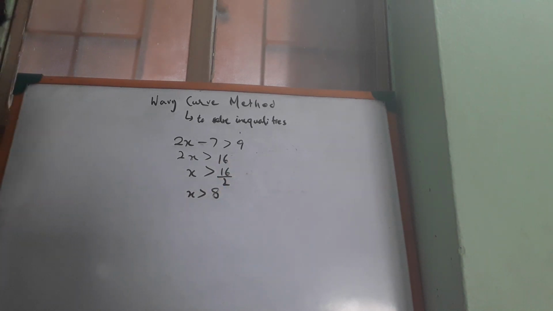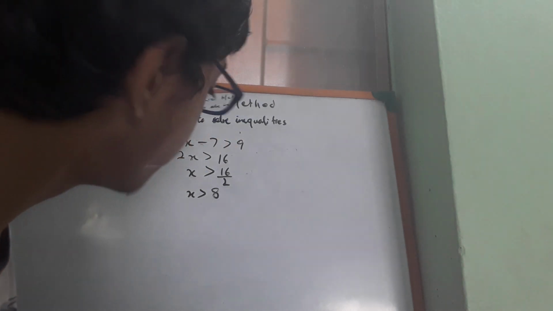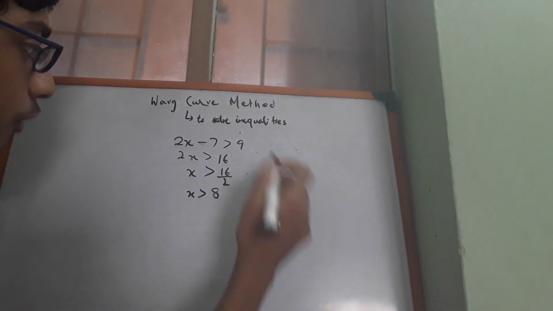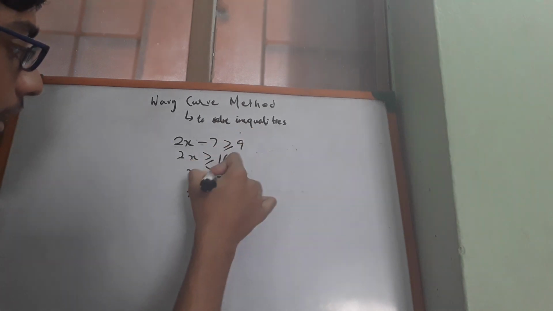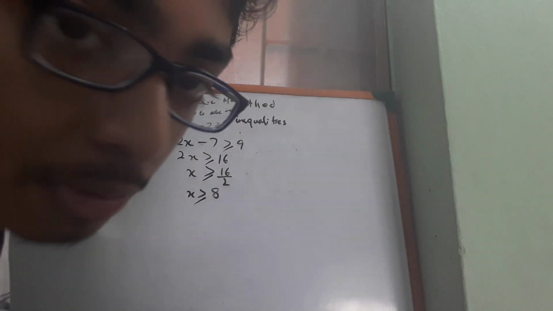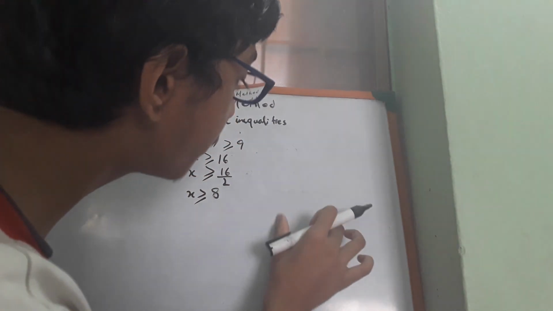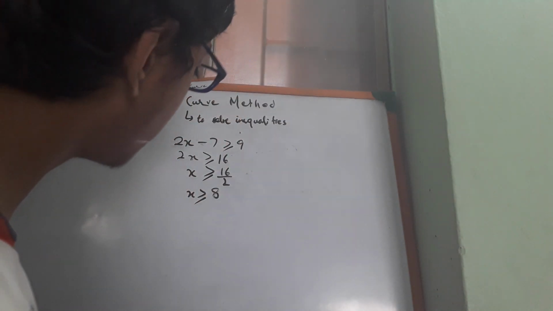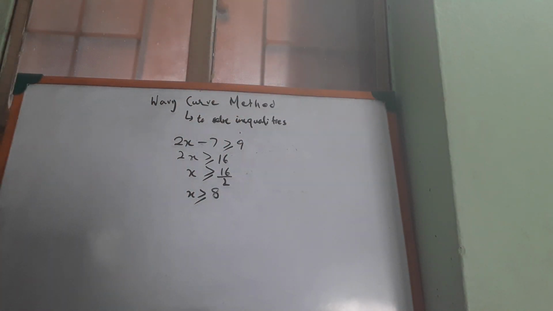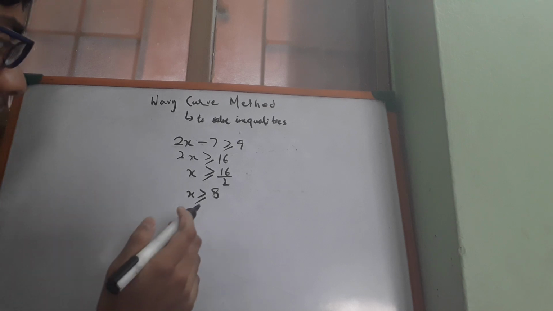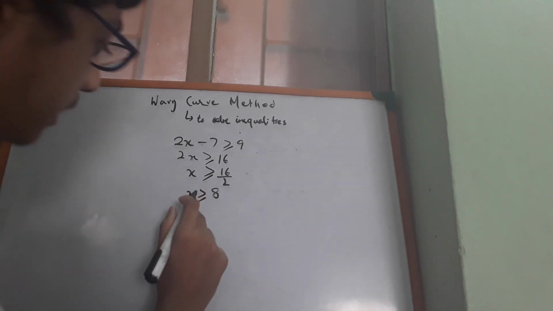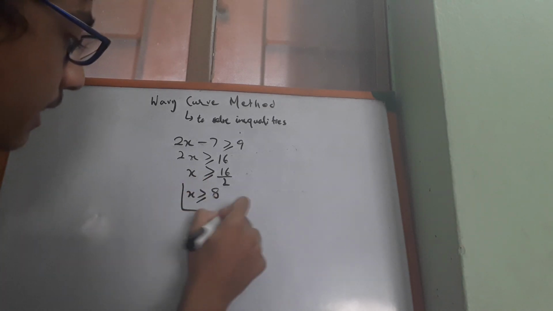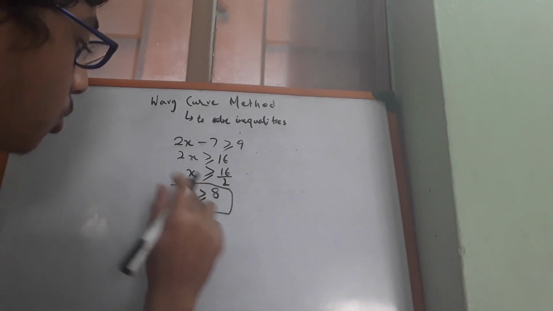Now x greater than 8 is not a single value, it's a range of values. Any number which is greater than 8 will satisfy this. And if I put an equal to sign here, our answer would have been x greater than or equal to 8. That means x exactly equal to 8 would also have been a solution, and any greater values would also have been a solution. Okay, so how do we represent this? You may keep this as an answer, but how to represent this more nicely?